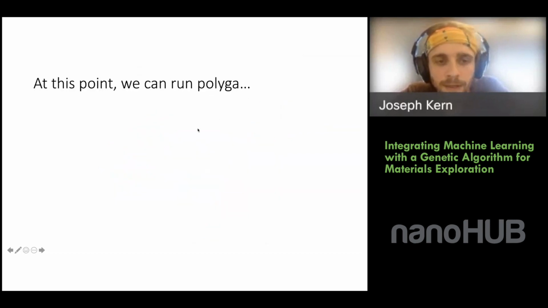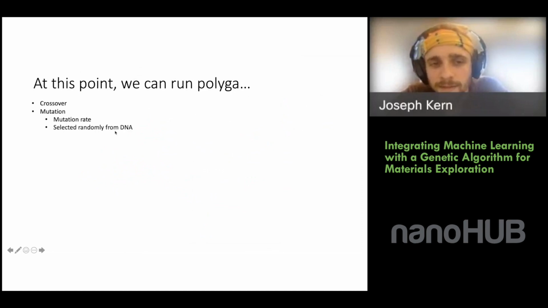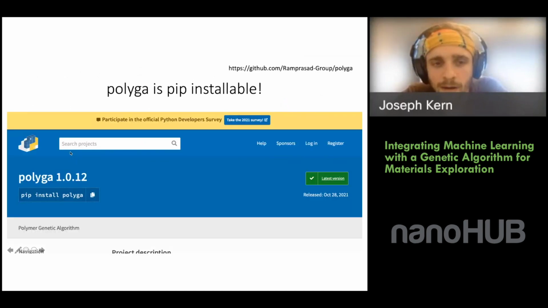At this point, we'll run it. What it does is crossover, mutation, and you can set the mutation rate. You can select the DNA randomly, and selection is based on the fitness function that you design. You can also select based on however you want. And it's pip installable as well. So PolyGA is something you can just use pip install to get.